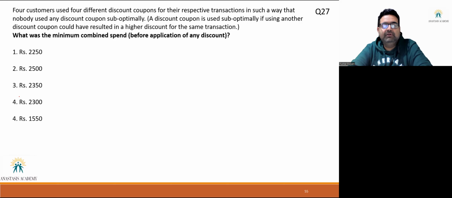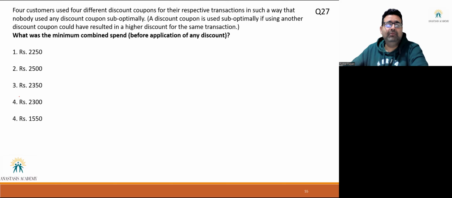So let's say you're a customer, you go there, the store says you can use any of these five. So you have to use the one which gives you the more discount. In that scenario, what is the minimum combined spend of all the four before discount? So here I have to take coupons in such a way that when I was shopping, there was no other coupon which I could have used in a better way.